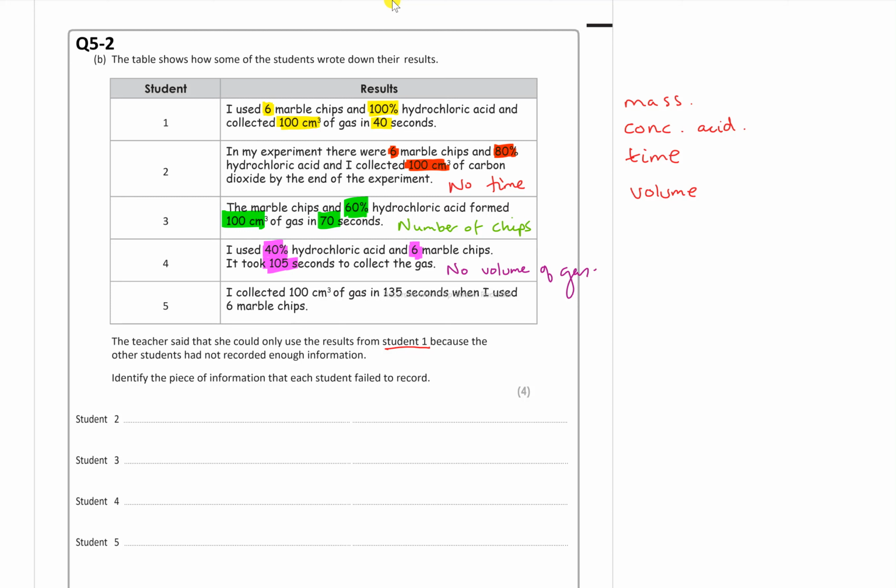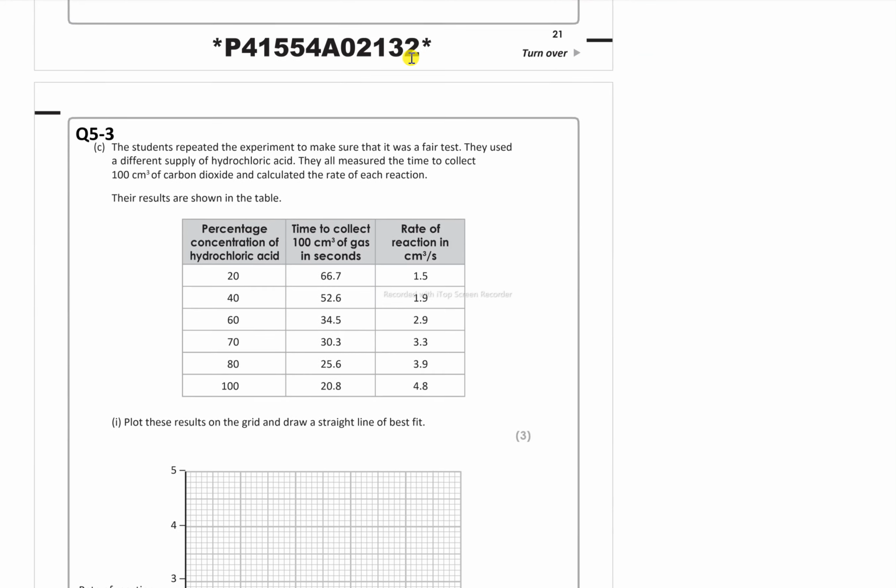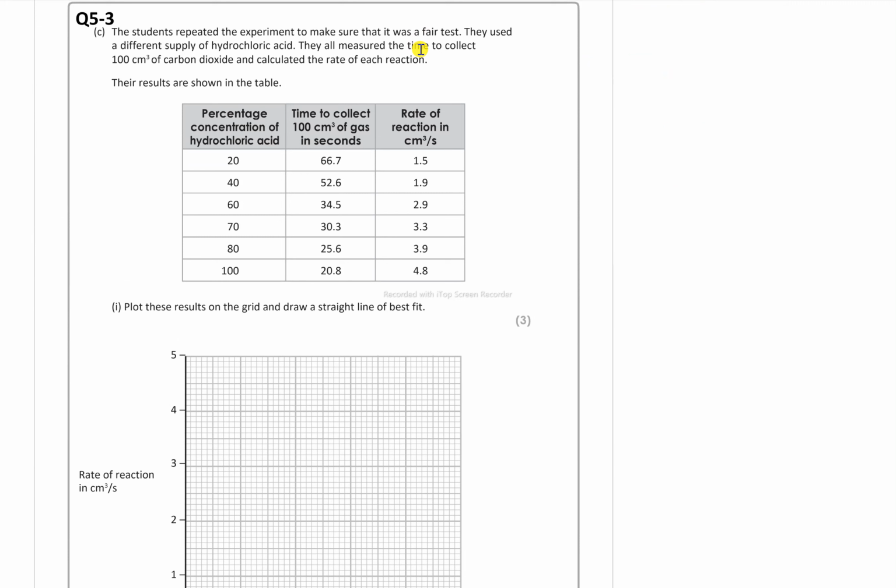Right, finally, you've got 100 centimeter cubed, 135 seconds, 6. There's no concentration. Where are we? No concentration of acid. There you go. Right, 5.3. Right, we have to draw this. Should we draw this? Yes, we have to. We can't be lazy. So she repeated the experiment. Oh, sorry, the students repeated the experiment.